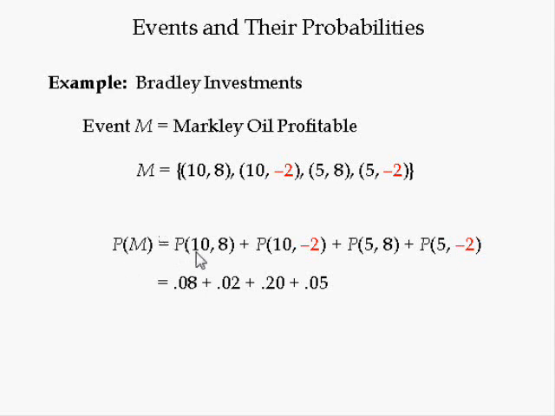The probability of the first sample point in the event is 0.08. The probability of the second sample point in the event, Markley Oil is profitable, is 0.02. The probability of the third sample point in the event, Markley Oil is profitable, is 0.20. The probability of the final sample point in the event, Markley Oil is profitable, is 0.05. So the probability that Markley Oil is profitable is 0.35.